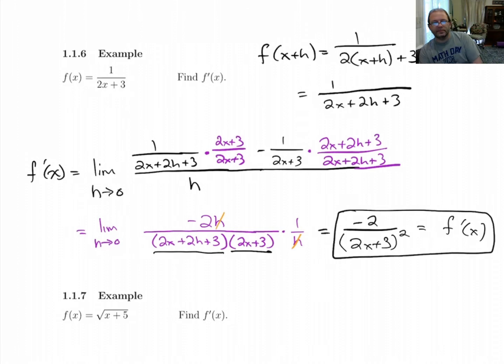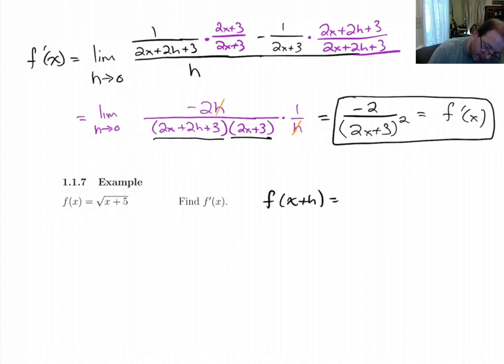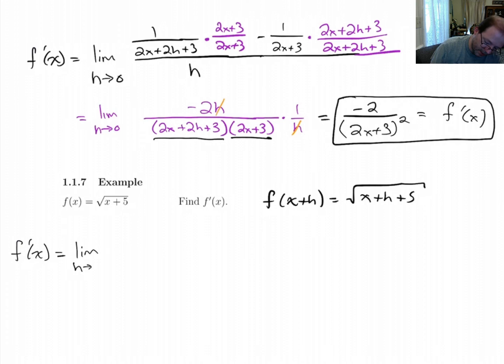All right. Last example in this video. f of x is the square root of x plus 5. So f of x plus h then is going to be the square root of x plus h plus 5. So f prime of x is the limit as h goes to 0 of the square root of x plus h plus 5 minus the square root of x plus 5 over h.